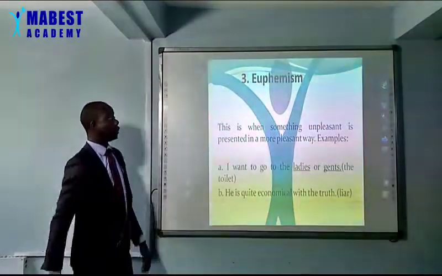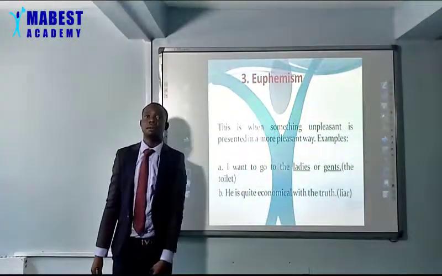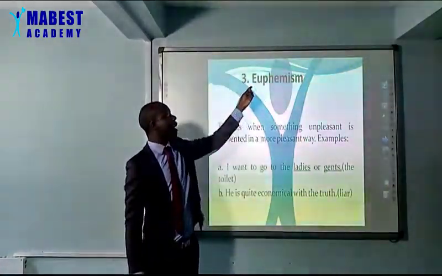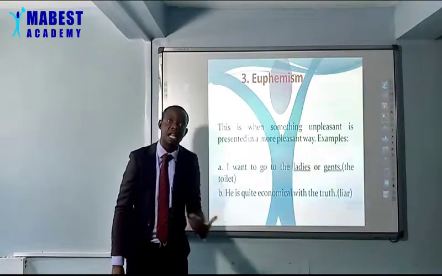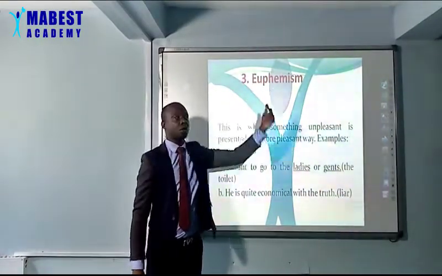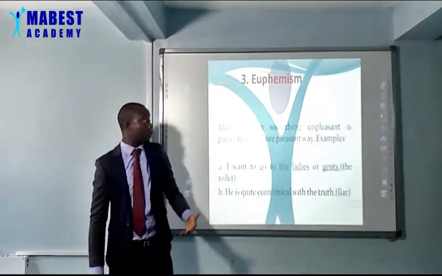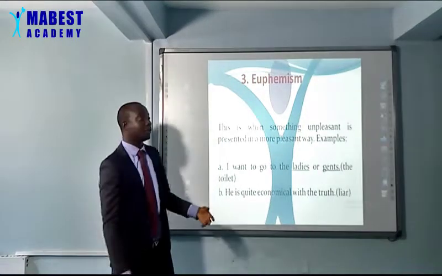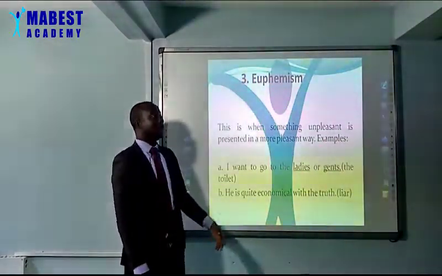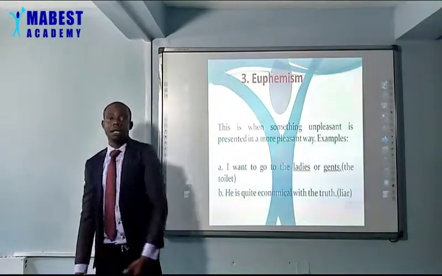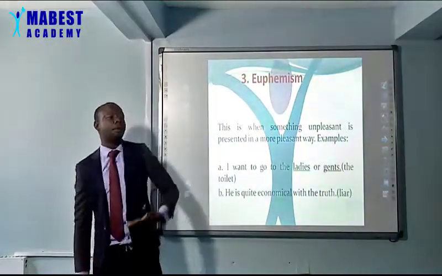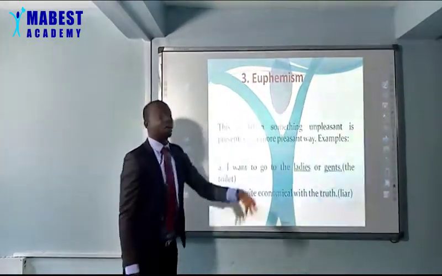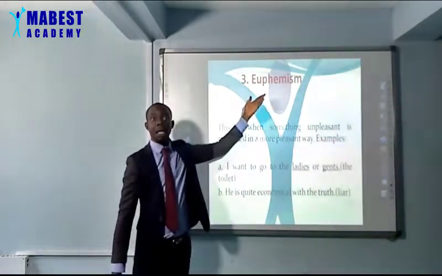Okay, let's move to the third one. The third one is euphemism, though a lot of people pronounce it wrongly. This is very wrong. Anytime you have EU at the beginning of a word in English, it is pronounced as "yoo", like the consonant Y sound. That is why it is wrong for you to say "I am an Ethiopian man." The correct thing is "I am a Ethiopian man", because what you pronounce is the consonant sound, not the vowel sound. So the word is pronounced as euphemism.